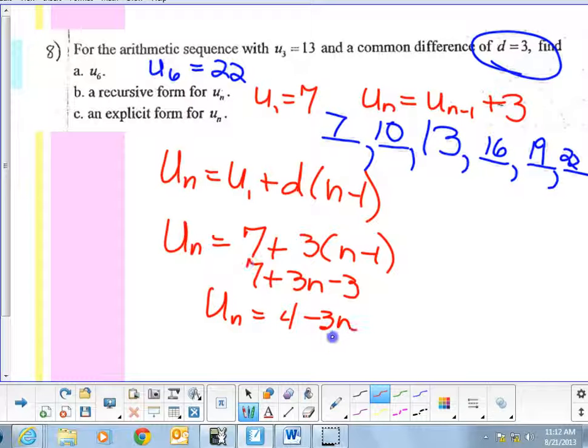I got 4 minus 3n. Did anybody else get 4 minus 3n? Or negative 3n plus 4? Did I do it right? 4 plus 3n. Yeah, 4 plus 3n.